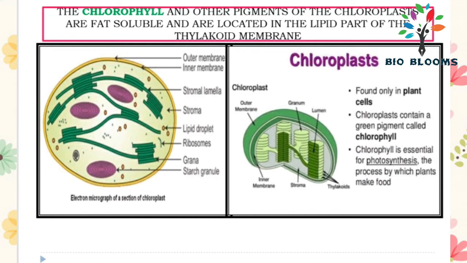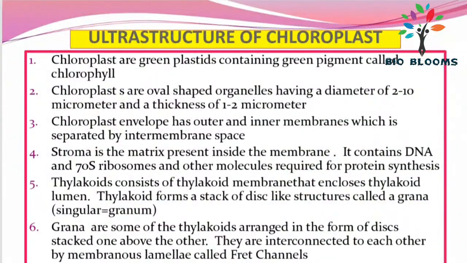The next one, pictures are given. So different pictures are given like this. Whichever you feel easy, you can follow any type of picture, all are one and the same. And this chlorophyll is located in the lipid part of the thylakoid membrane. So chloroplast is found only in plant cells. In the lower classes we studied about animal and plant cells. Chloroplasts are only found in plant cells.